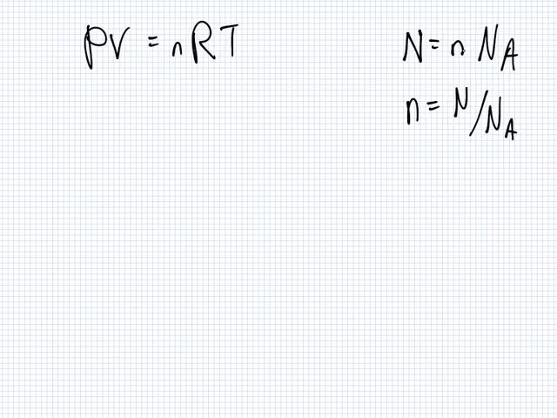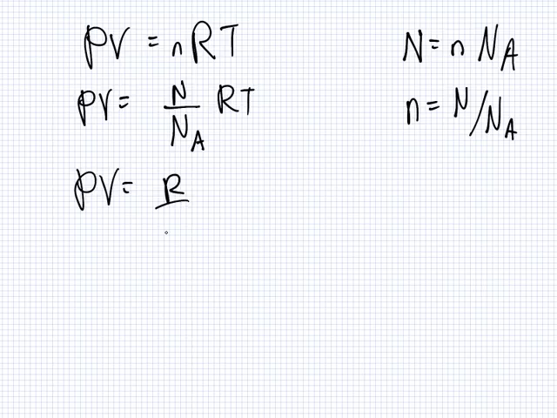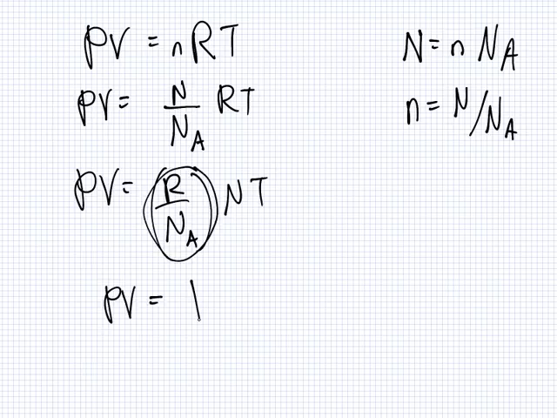If you just rearrange that, if I change this n into N over N_A, big N and big N_A, times RT, I can get PV equals R over N_A times NT. Now, it turns out that this has the same value as that constant k. So, to me, it seems like you have two formulas which are not necessary. You only need one of the formulas, because the other formula you can arrive at from the other one.